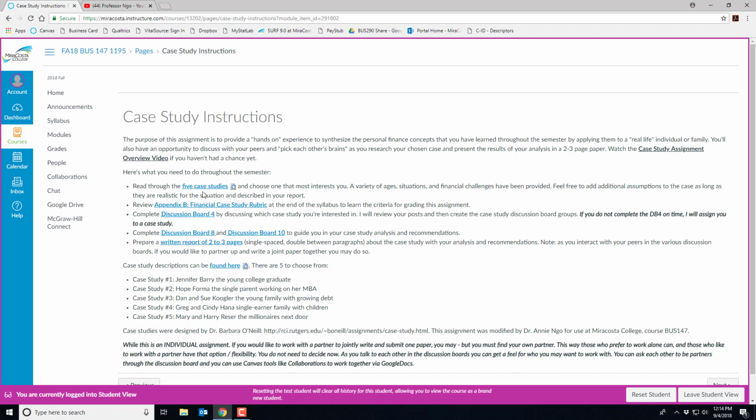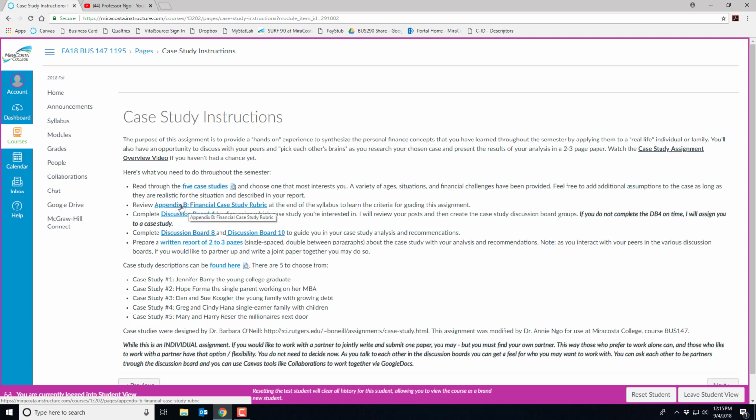So what you'll need to do this week is to take a look at the 5 potential case studies, and you can choose one that most interests you. They're only about a page long, and they cover a wide range of ages, situations, and financial challenges. So depending on what your interests are, maybe you want a case study that looks similar to your current situation, or a case study that looks similar to where you want to be in the future. So go ahead and open this, download. It's a Word doc and you can read through it.